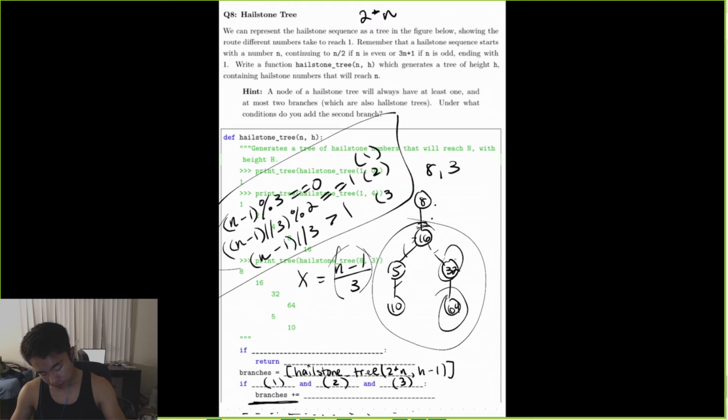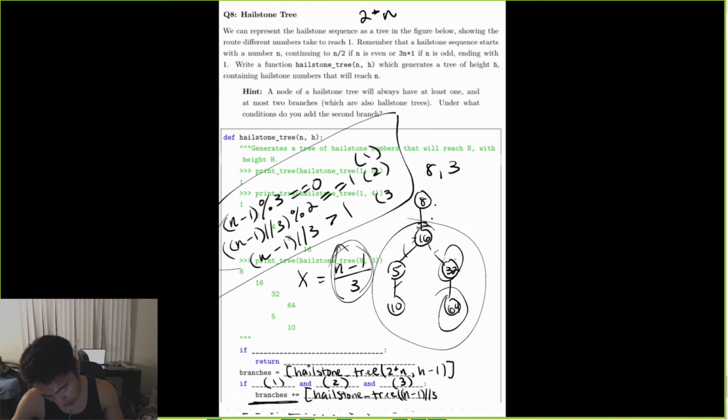And so along with that, we need to consider adding the odd branch. So if you wanted to add the odd branch to the list of branches, we would add Hailstone tree, and it would be n minus 1 divided by 3, because that's the number we want to do to get to n, multiplying by 3 and adding 1. So it's going to be n minus 1 for division by 3, just to make sure our numbers are integers rather than floats.